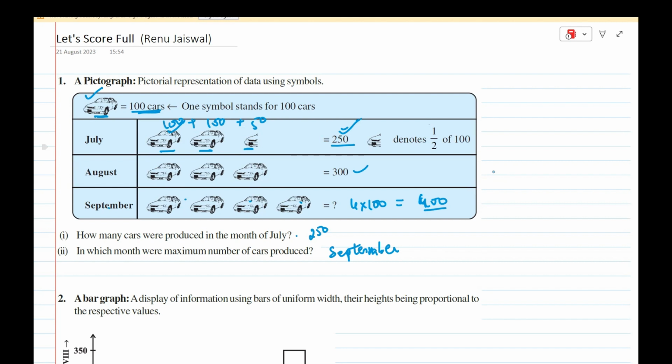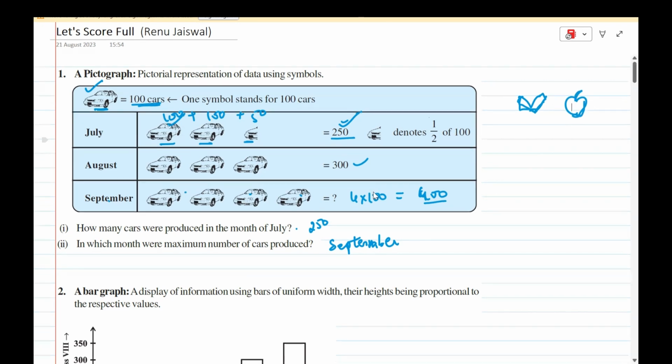And the symbol is similar to what the data is about. Suppose I'm talking about the number of books sold, so better I will draw a book symbol. So it will be easy to figure out what it is about. If it is about selling of apples, so I will draw an apple like that.